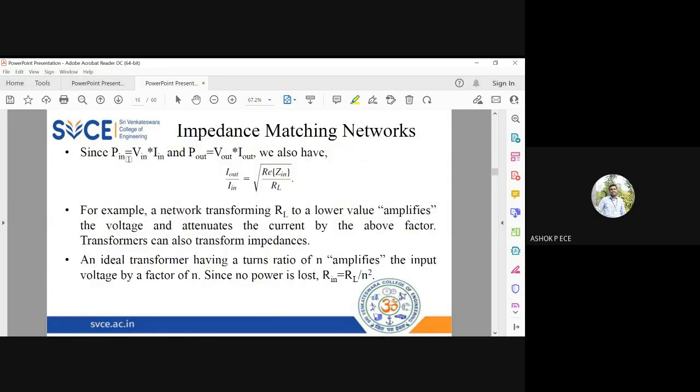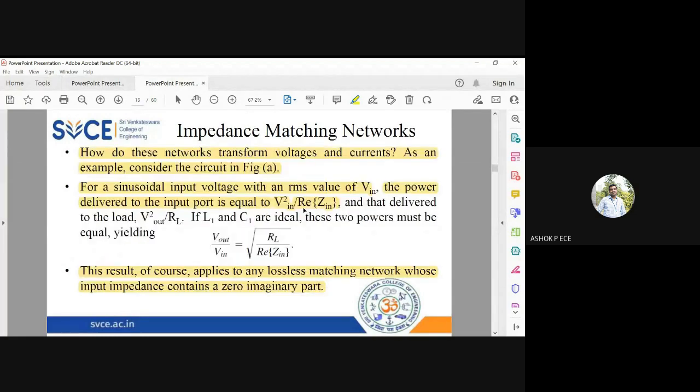So P in, you know, it is V in into I in, and P out, it is V out into I out. Similarly, you can have an expression in terms of ratio of current. So instead of taking the power in terms of voltage, if you take the power in terms of current, you get I square into R. Here also I square into R.